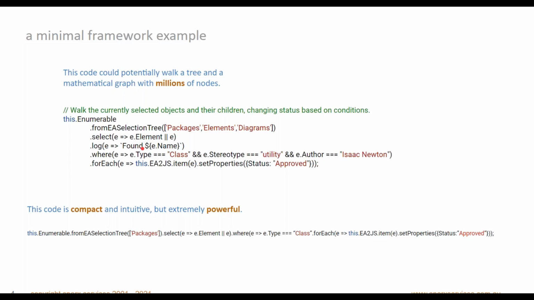We want to log some results, and then we want to use a where clause to restrict what we want to see. And in this case, we want where the type is class, the stereotype is utility, and the author is Isaac Newton. And then for each of those, we want to set a property called status. We want to set it to approved. This is a compact and intuitive, but extremely powerful notation.